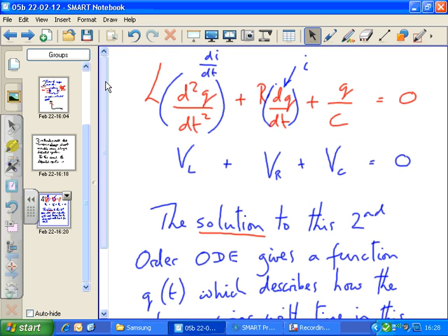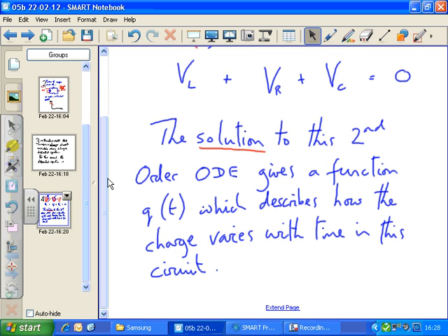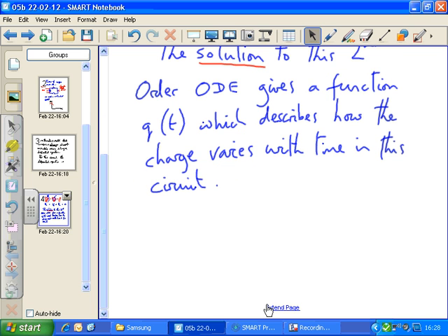Okay, so we've got our differential equation, here it is. And we're going to try and solve it, to give us a function which describes how the charge varies with time in the circuit. What this part of the course I'm doing with you now is all about is finding the solution, how we solve this and end up with this function. And the way we solve it is to use Laplace transforms. We're going to use Laplace transforms to find the solution.